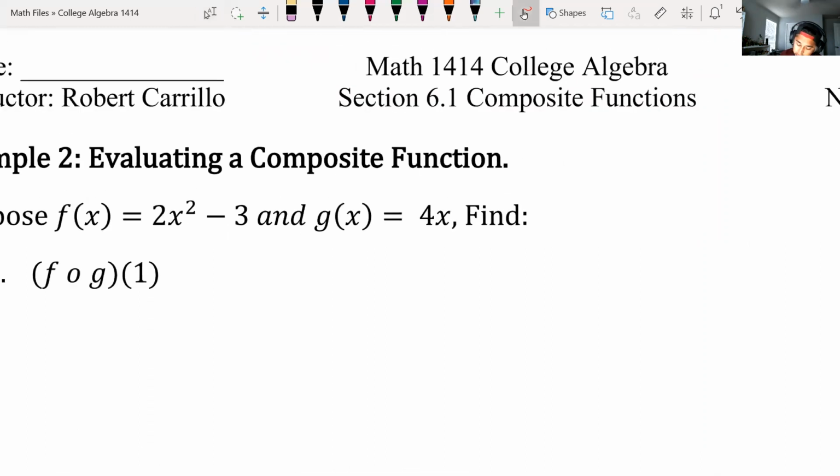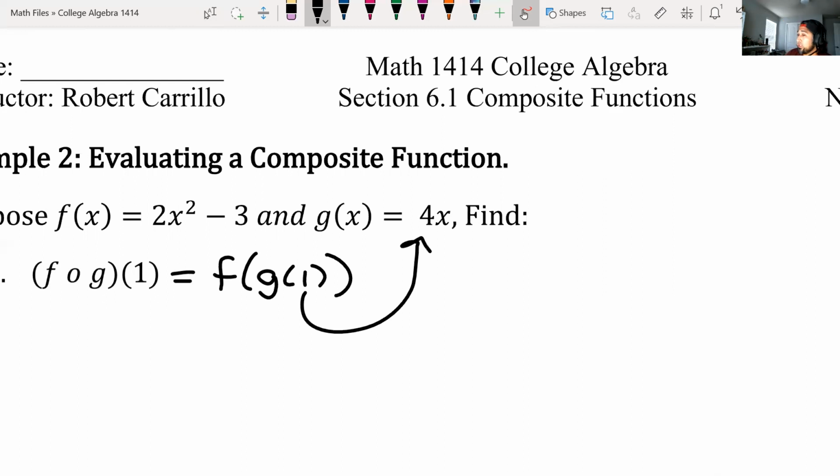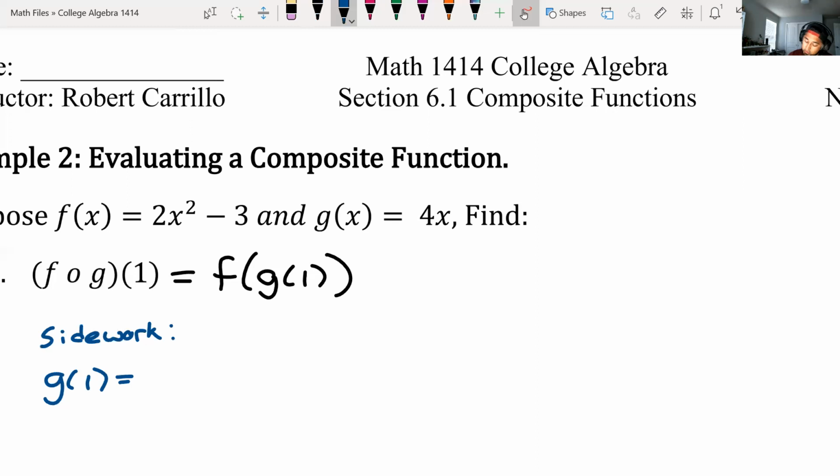So what we're going to do first is rewrite the composition, and it's going to be rewritten as f of g of 1. Okay, so what this is telling us to do is take 1 and plug it into function g for every x. So I'm going to do this down below. I'll just make a little side work section. And I'm going to figure out what g of 1 is. So g of 1 is just going to be 4 times 1, so we get 4. So that means we get to replace g of 1 with 4.